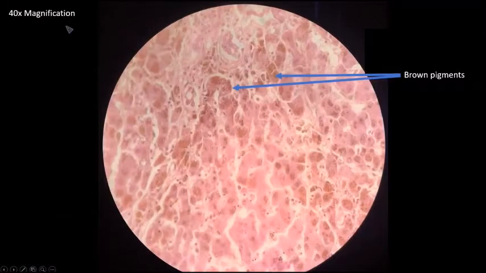40 times magnification shows a clearer view of these brown pigments. Hepatocytes and Kupffer cells are full of these brown deposits of hemosiderin due to the accumulation of excess iron in the liver.